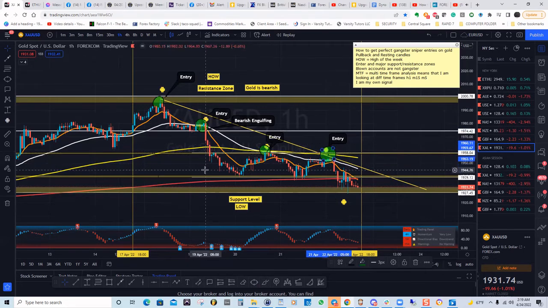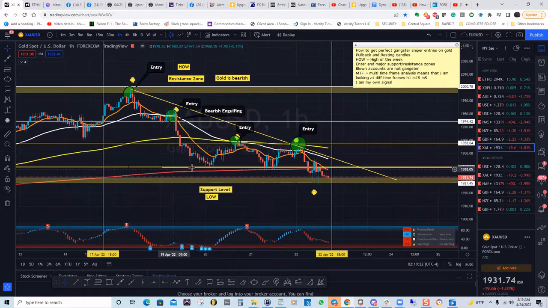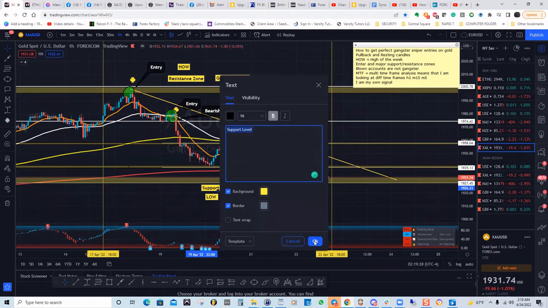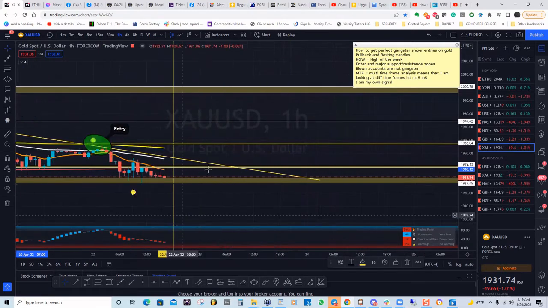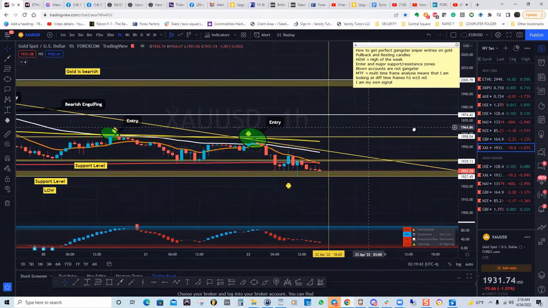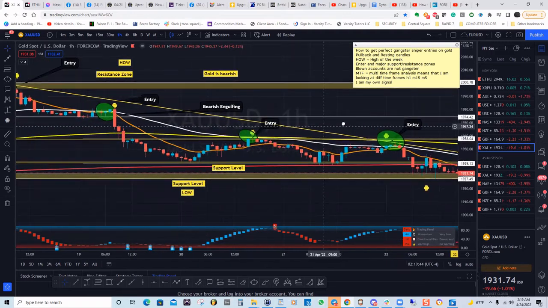Let me show you what I'm talking about. This is a support level here. This is another support level here. Right there, boom. So let me show you what I call pullback candles. What are pullback candles? All right, follow me here.